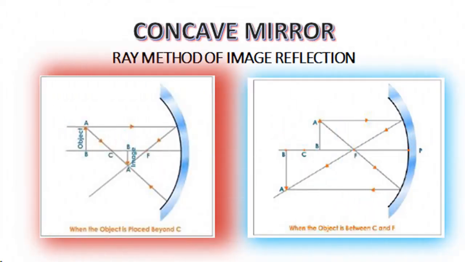This figure summarizes the kind of image formed in a concave mirror at different positions of the object. Study how the image is constructed using the ray method, and note the kind of image formed.